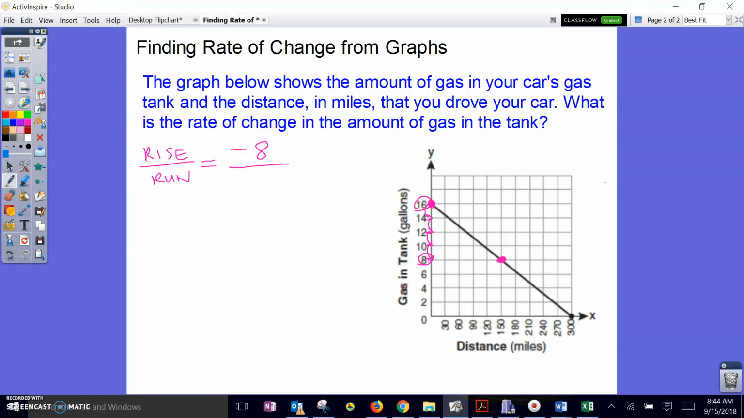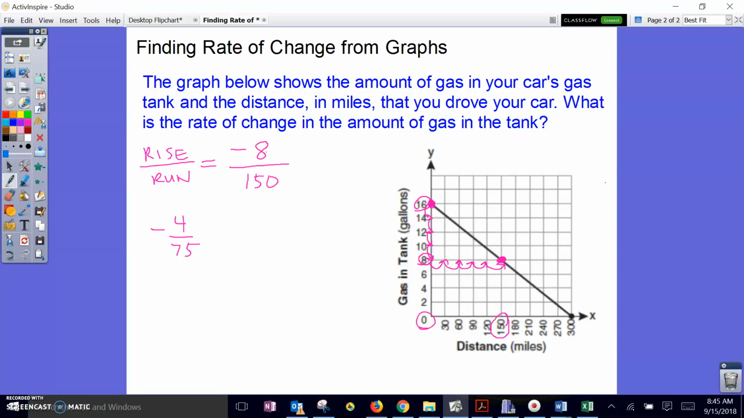And then for my run, I go over 5 blocks to the right. But each of those blocks stands for 30 miles. Okay, so I can either take 5 times 30, or I can look at the difference between the 2 coordinates on my scale here and find out that the run is 150 units. Okay, now I want to reduce this. I can take a 2 out of both the numerator and the denominator, and I get negative 4 over 75.